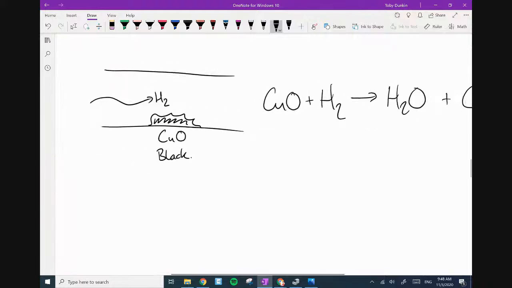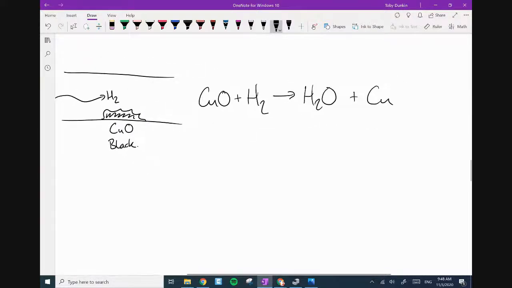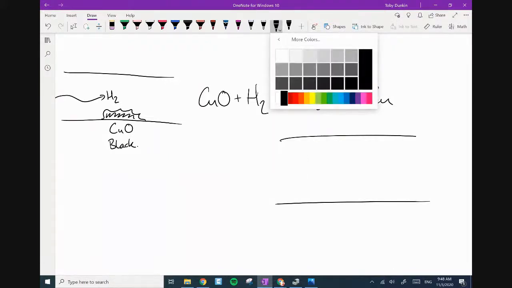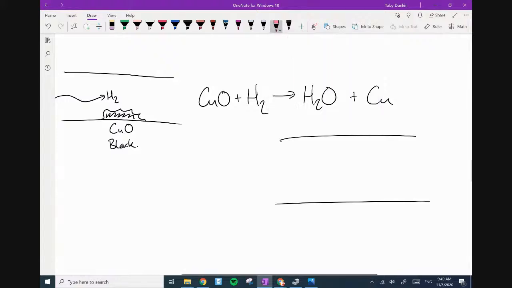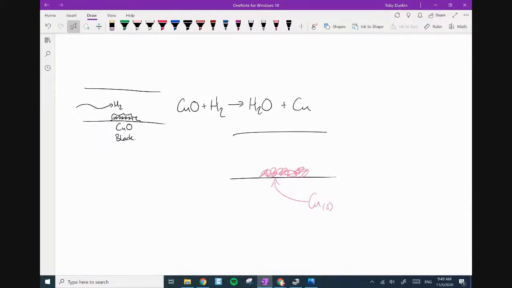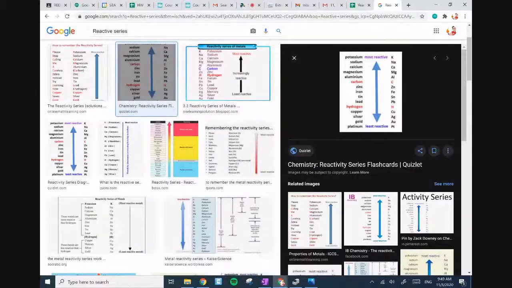What that means is the observation that we're going to make at the end of this is we're going to have a pink metal left behind. It's like pinky orange. That's actually quite a good color. You end up with pink copper metal, Cu solid. And you just have to know that one, that copper metal is pink.